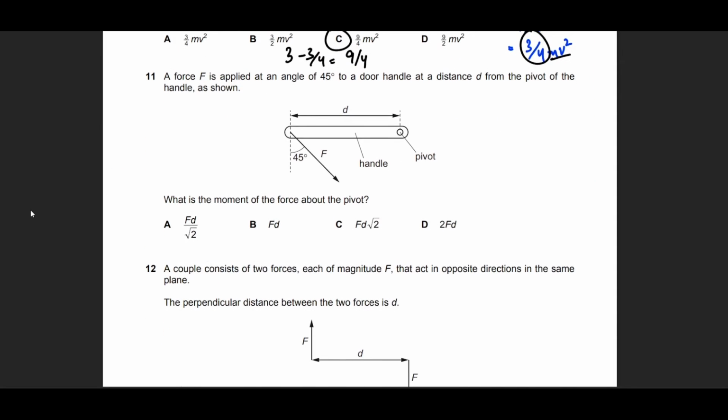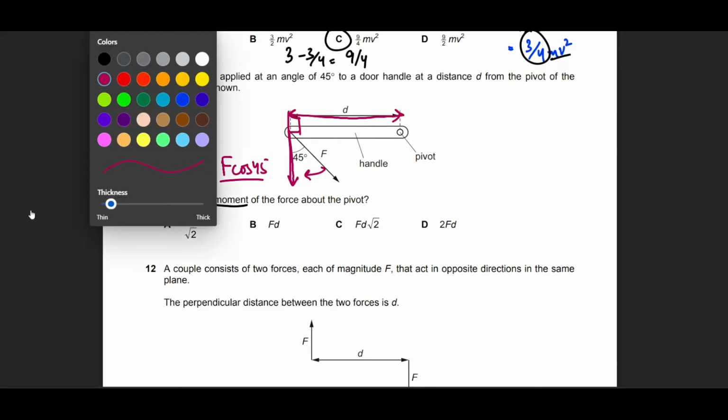Moving on to question number 11, very straightforward. He says, find out the moment. You can do this in two ways. If you want to find out the moment, we need to find the component that is along this line, because I want to make sure that the distance component and the force component are at an angle of 90 degrees. So what is this component going to become? This is going to become F cos of 45, right?